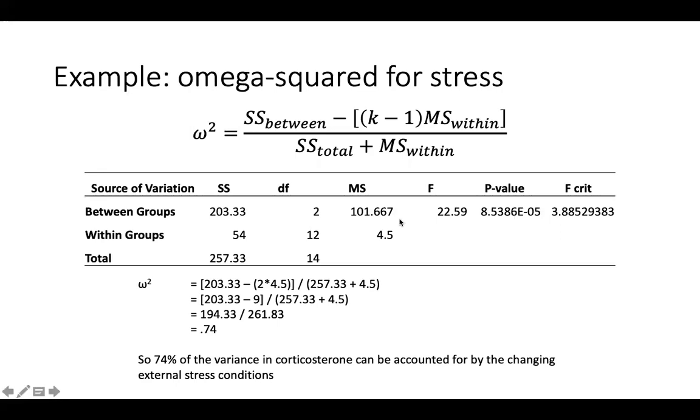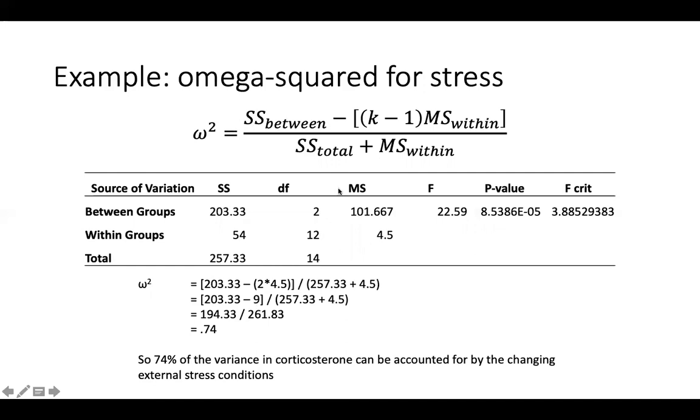So from our table, sum of squares between is 203.333. We put that there. K-1 is 3 minus 1 is 2, also known as the between groups degrees of freedom, 2. Mean squares within is 4.5. It's right here. Slot that in there. So we do that computation. That ends up being 203.33 minus 9, or 194.33. So that would be our numerator. This works out to 193.33, that top.